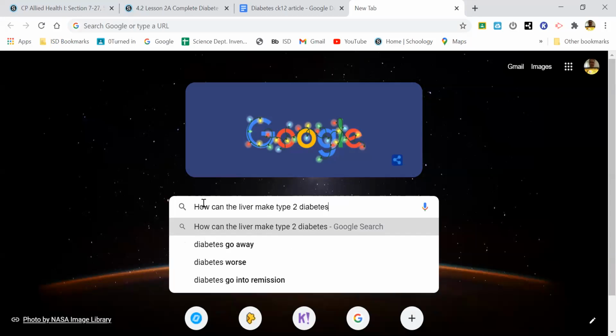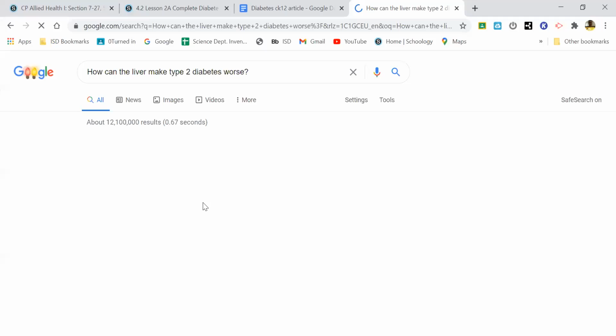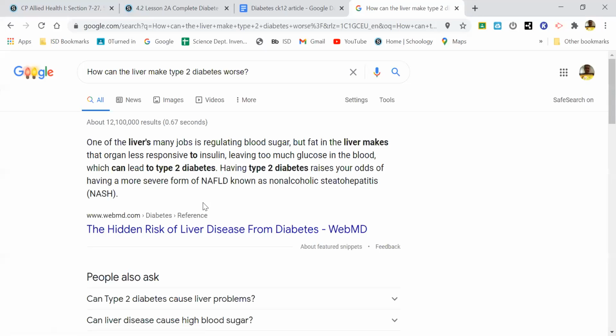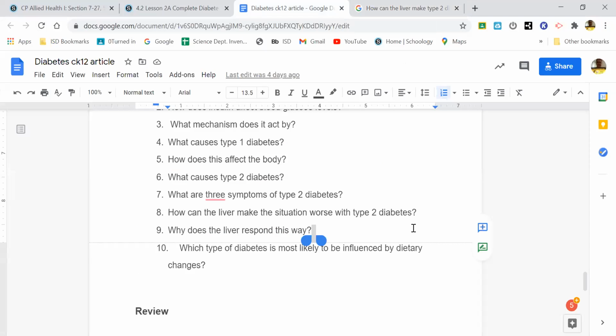I have an idea. It might be the glucagon. Glucagon is another hormone. So one of the liver's many jobs is regulating blood sugar, but fat in the liver makes that organ less responsive to insulin, leaving too much glucose in the blood. So in type 2, the liver can leave more glucose in the blood for number 8.